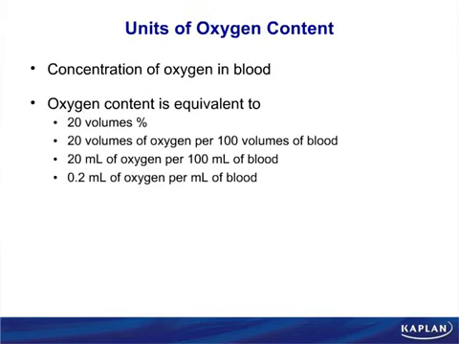Let's talk about the transport of oxygen. Just as a reminder, we did this earlier when we did the Fick equation. Oxygen content is the total amount of oxygen in the blood. It's most likely going to be given in volume percent. So 20 volume percent means 20 mils of oxygen per 100 mil of blood, and we converted that to 0.2 mils of oxygen per mil of blood when we did the Fick calculation. So just a quick reminder, O2 content will be given in volume percent, which means per 100 mil.